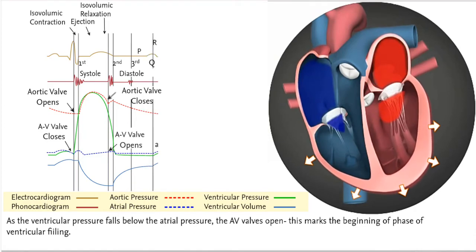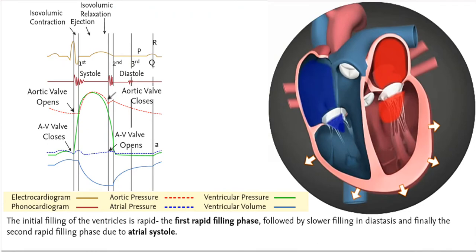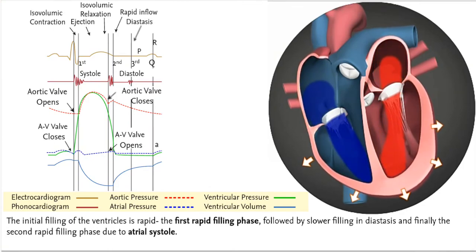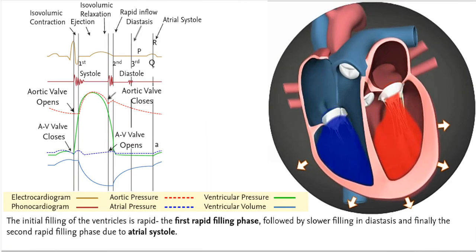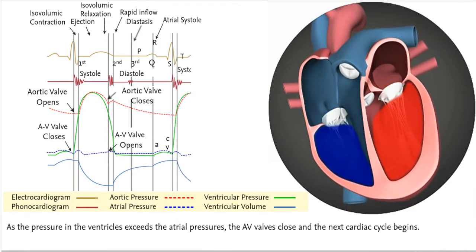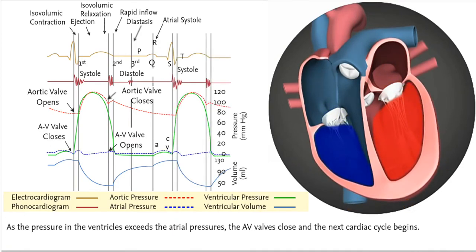This marks the beginning of the phase of ventricular filling. The initial filling of the ventricles is rapid. The first rapid filling phase is followed by slower filling, diastasis, and finally the second rapid filling phase due to atrial systole. As the pressure in the ventricles exceeds the atrial pressures, the AV valves close and the next cardiac cycle begins.